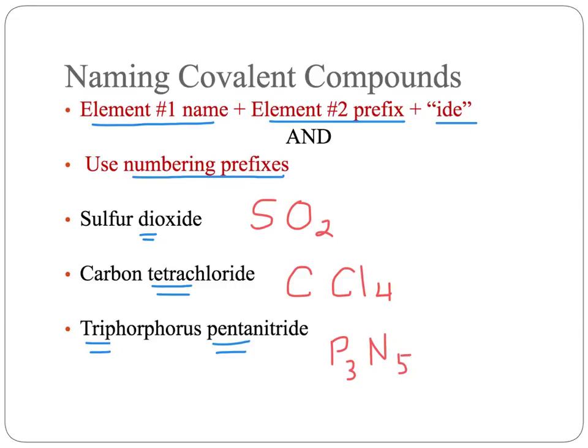So start working on memorizing those atomic symbols, this list of numbering prefixes, and start practicing putting together names for ionic compounds and covalent compounds. That's all I wanted to cover in this video. You've got a lot of memorization to start on.